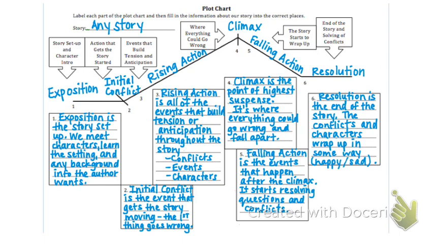So that is basically what the elements of plot are. Make sure that you know each of these words and what they mean. If you have questions, make sure that you come talk to me.